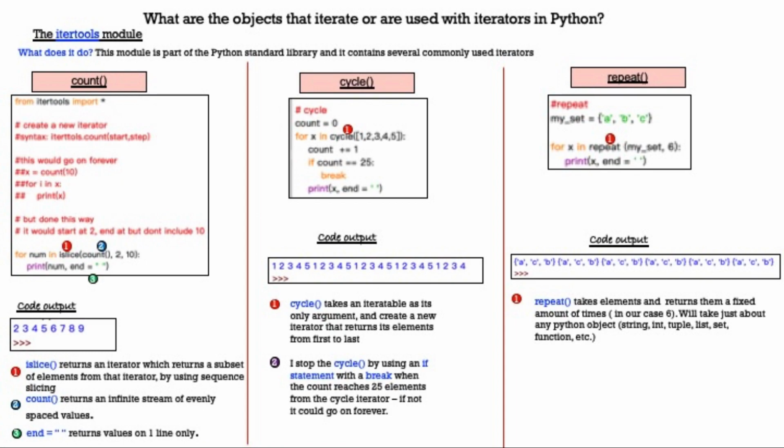Now, the whole rest of the presentation is going to be dedicated to this itertools module. This is really the heart of this iterator presentation. So what does itertools do? This module is part of the Python standard library. It contains several commonly used iterators. On this slide, we'll take 3: count, cycle, and repeat.